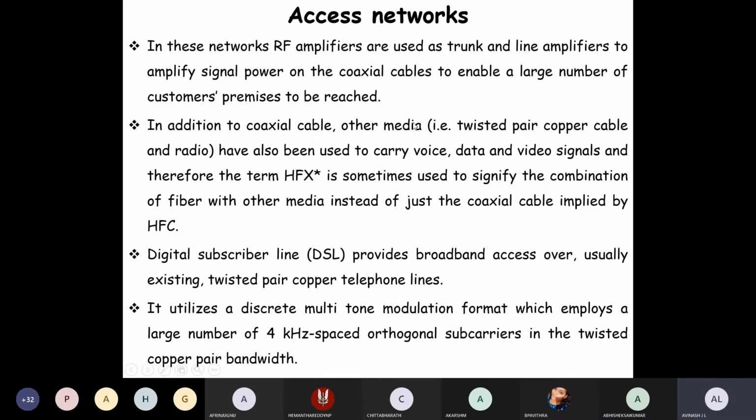In applications in these networks, RF amplifiers are used for the trunk, and line amplifiers are used to amplify the signal power in the coaxial cable. That's all. The line is coming to your home, and that is the coaxial.